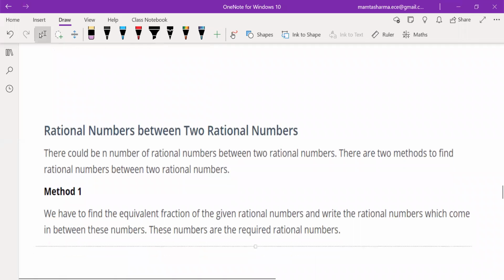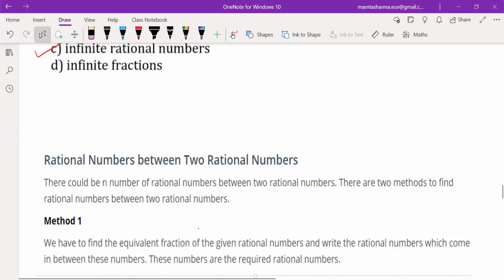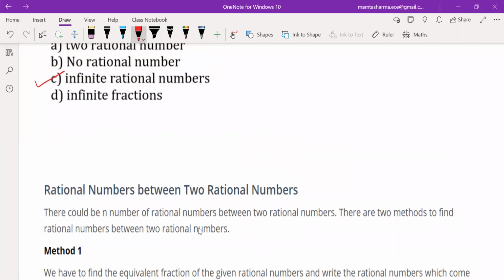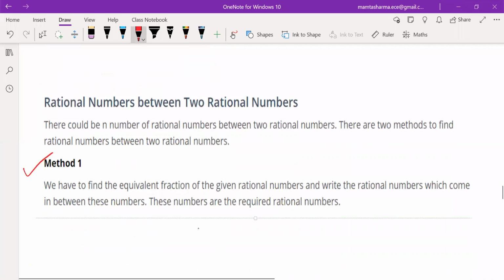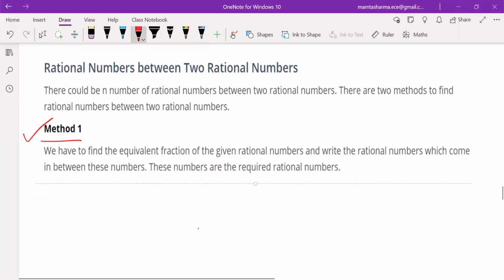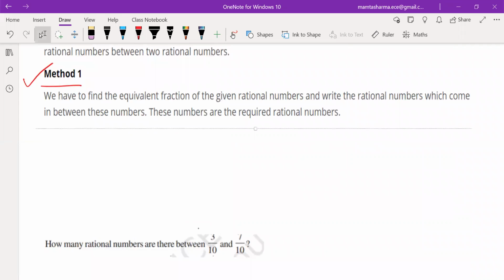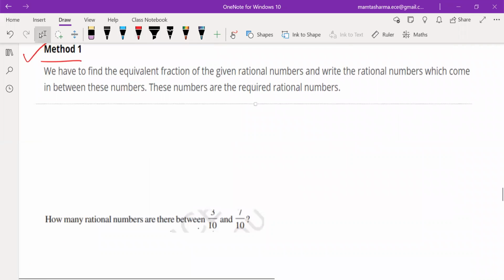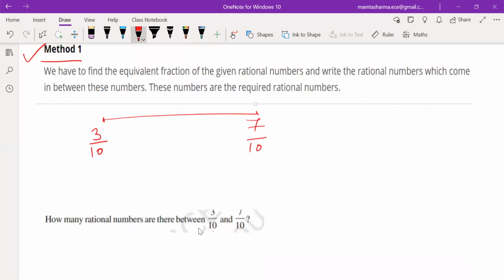Now come to the next topic: a rational number between two rational numbers. How will you find the rational number between any two rational numbers? There are two methods. In method one, let's take one example. Suppose we have to find the rational number between 3 by 10 and 7 by 10. What will be the rational numbers between these two numbers?